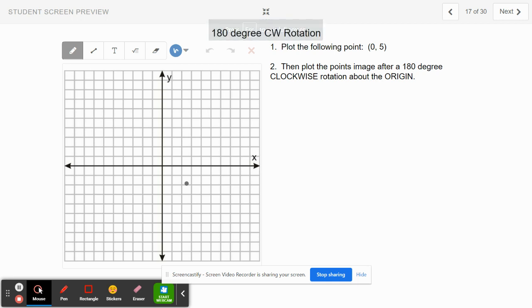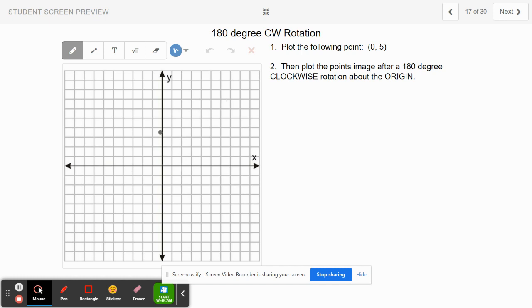Okay, so we did the 90-degree clockwise rotation. Now we're going to do 180. And now remember, it's important to realize that this is always about the origin. All right, these rules only work for things that rotate around the origin. So let's get started. So we say we're going to plot 0, 5.